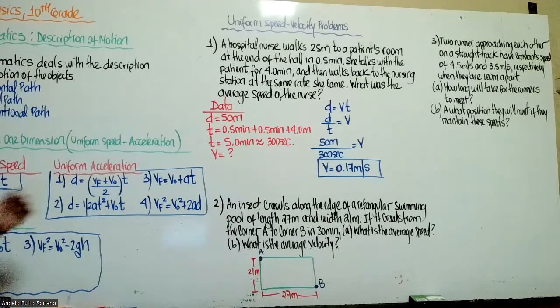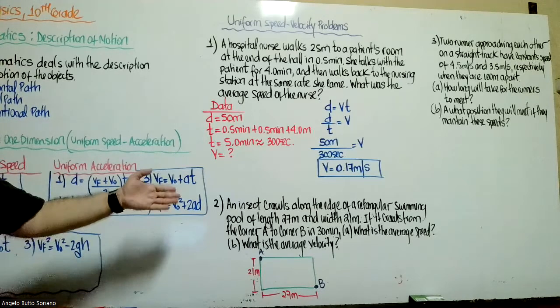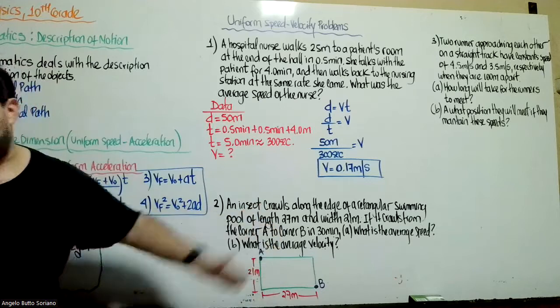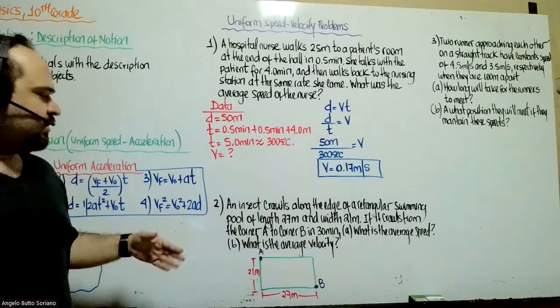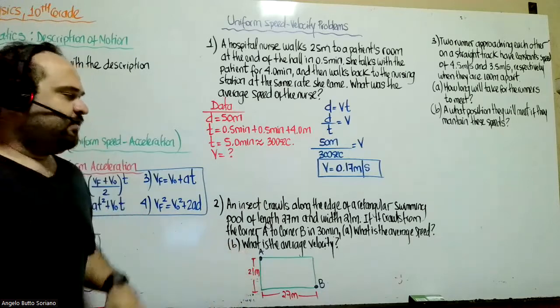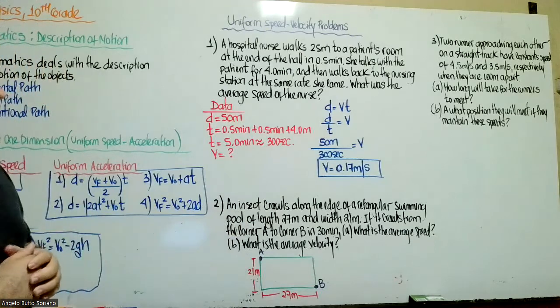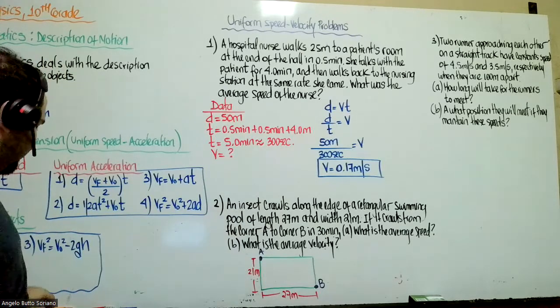Okay, now let's analyze the second situation. In this problem, we're going to clarify what the difference is between average speed and velocity. Well, if you read the problem, okay, we have an ant that crawls along the edge of a rectangular swimming pool of length 20 meters and width 21 meters. We have the picture, okay, of the problem. If it crawls from corner A to corner B in 30 minutes, we have two questions: what is the average speed and what will be the average velocity?